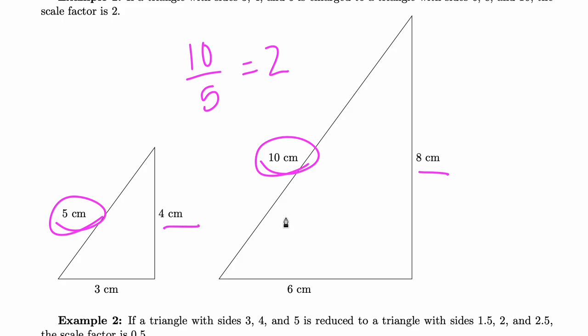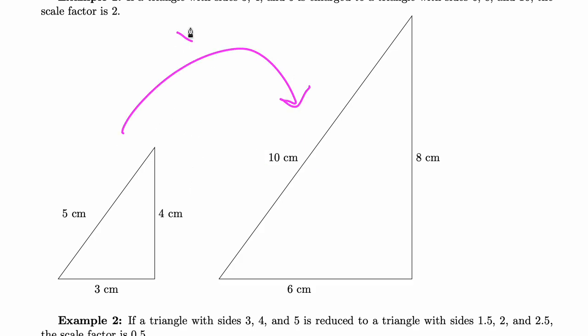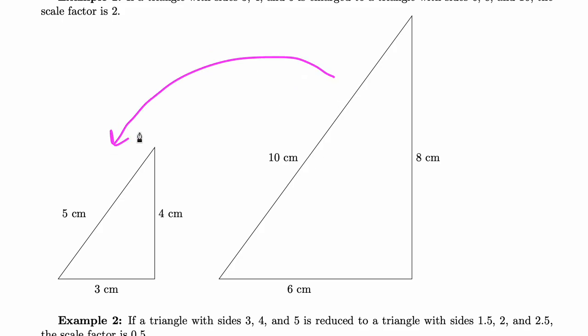Like if I chose this and this, 8 divided by 4 is 2. And then here, 6 divided by 3 is also 2. So I would say my scale factor going from my left triangle to my right triangle going this way is 2. Now, just quickly, if I actually wanted to go the other direction, if I wanted to go from this triangle to this triangle, now my scale factor would just be the reciprocal of that. So now it would be 1/2.